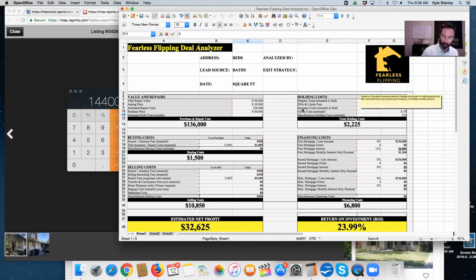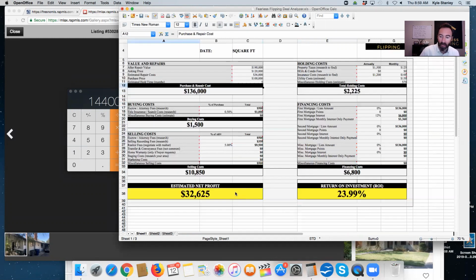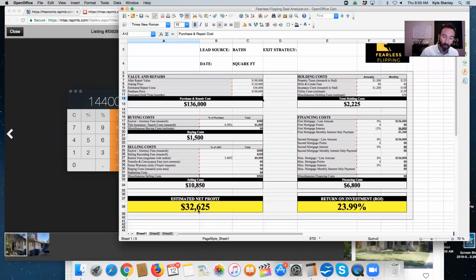So what happens if that goes to 3 months? That number right there goes down too. But once again, we're going to keep it at 5. And here we go. If I offered $100,000 for this property, I would make $32,000. That's a 24% return on my investment.